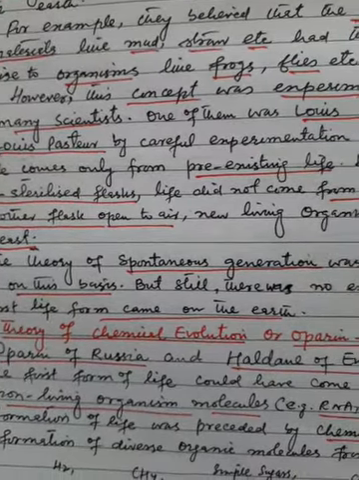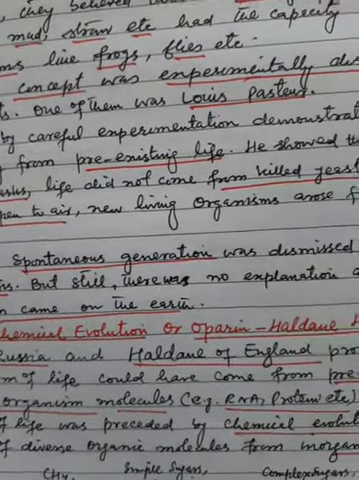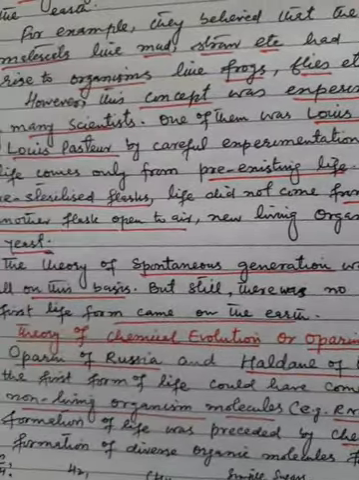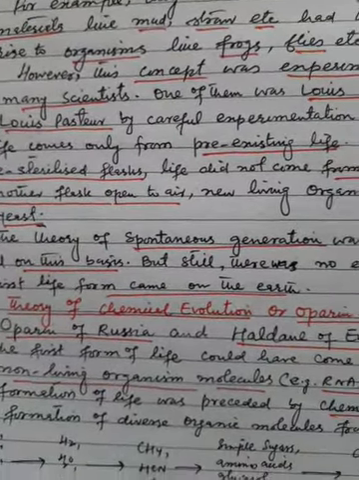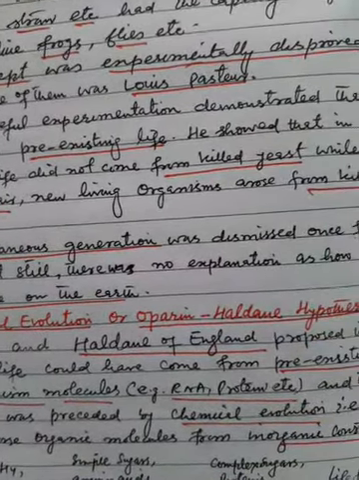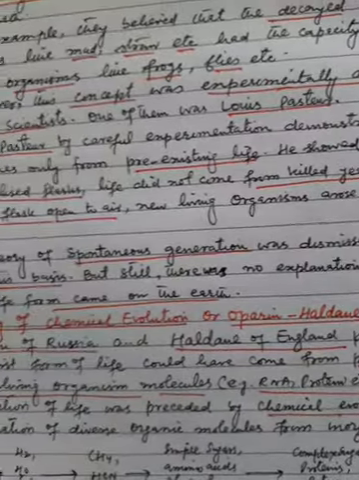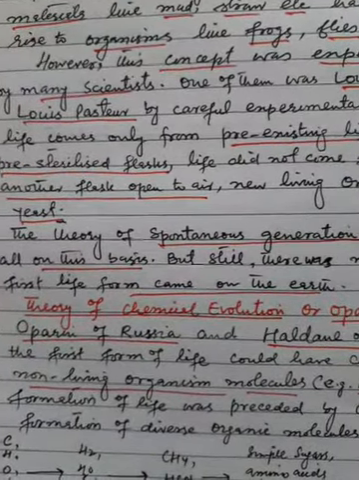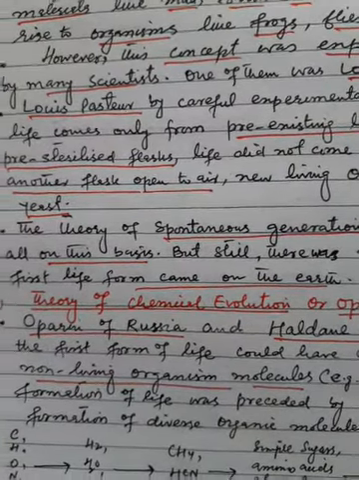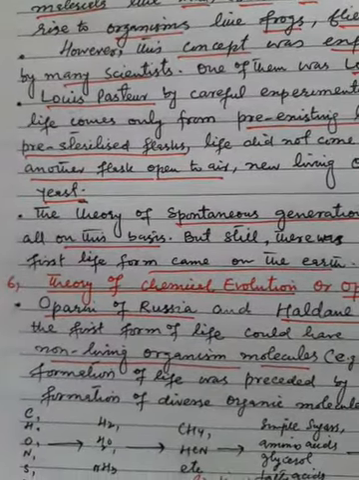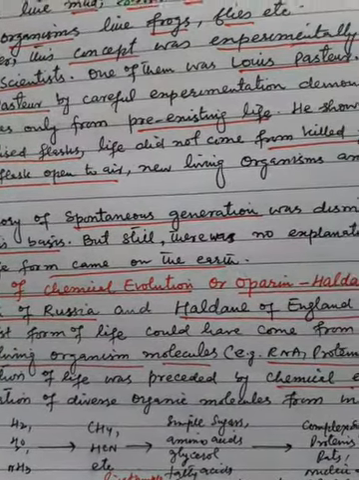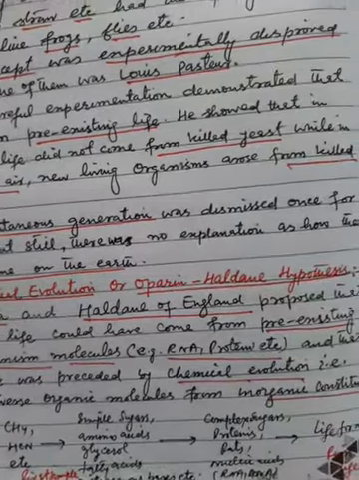The theory of spontaneous generation was dismissed once for all on this basis, but still there was no explanation as to how the first life form came on the earth. Now the next theory, that is the theory of chemical evolution or Oparin-Haldane hypothesis.